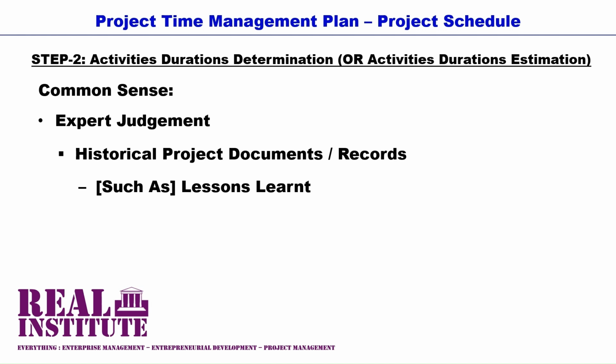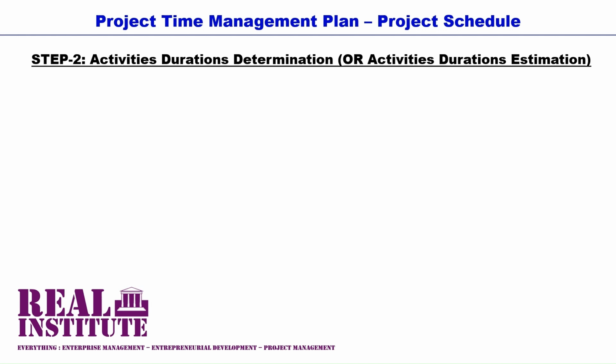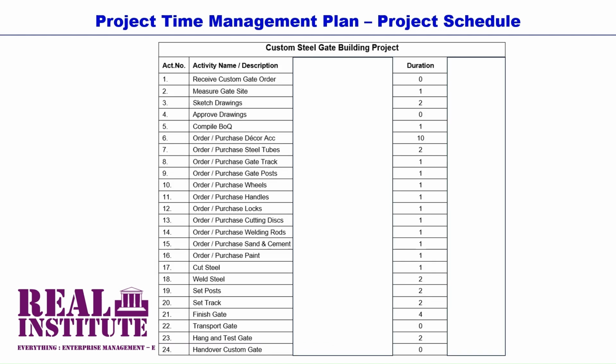Our example of the custom steel gate building project has 24 activities. And through, say, expert judgment or through the steelworks manufacturing standards, we have allocated durations to all of the 24 activities as demonstrated. All the events have 0 durations. The activity of measuring the site has a duration of 1 day. The activity of sketching the drawings has a duration of 2 days, and so forth until the activity of hanging and testing the gate with a duration of 2 days.